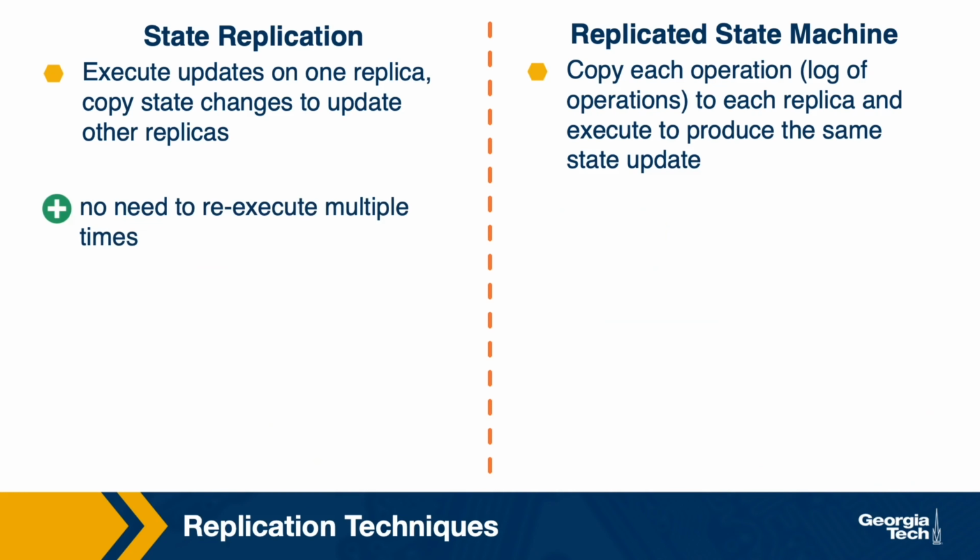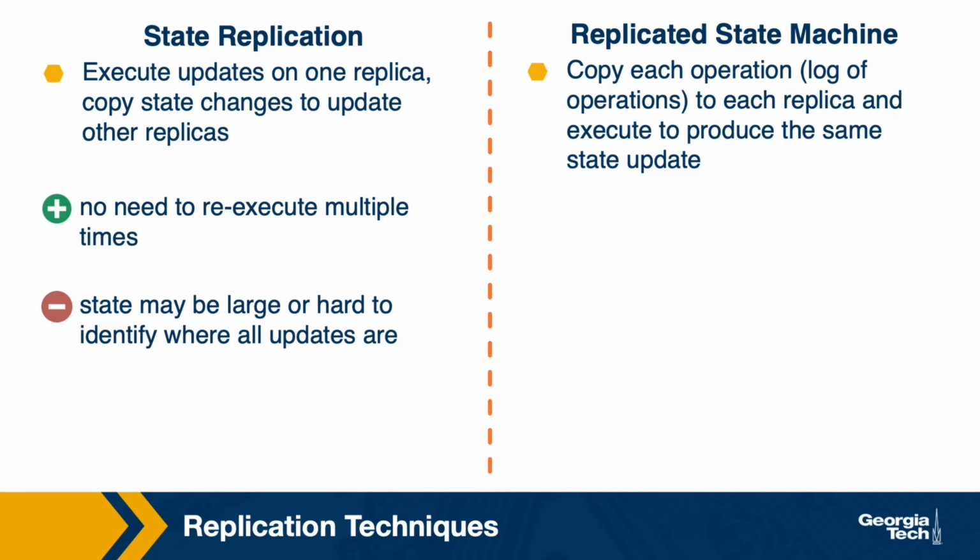One of the benefits of directly replicating the updated state is that there is no need to re-execute the same operation multiple times. The downside is that the state changes may be large, they may be spread out all over in terms of different file chunks, different portions of the database, and so it may be hard to identify where all the updates are.